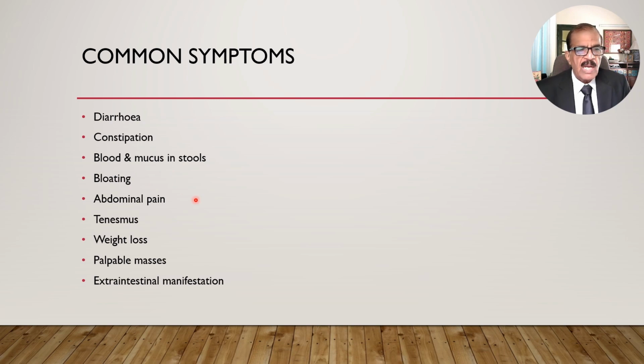There may be bloating, and there may be abdominal pain, and there may be tenesmus, that is the feeling of incomplete evacuation, the constant discomfort in the rectum even after passing stool. If patient has this feeling, that means there is inflammation of the rectum. Weight loss, of course, these patients, they have chronic inflammatory state and their food intake may also be reduced, so they could have this weight loss, and they may also present with fever of unknown origin. Palpable masses, more commonly in Crohn's disease than in ulcerative colitis, and there may be extra-intestinal manifestation.